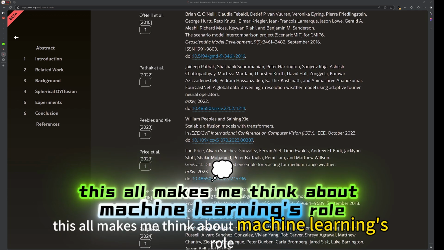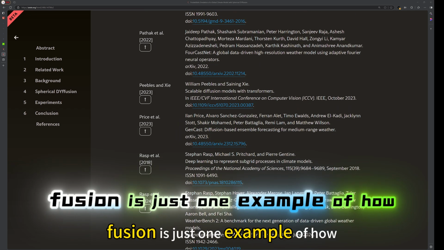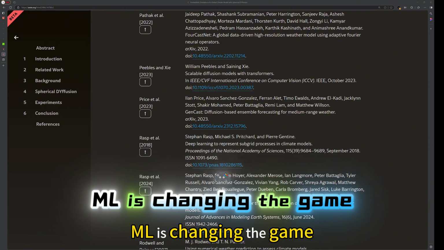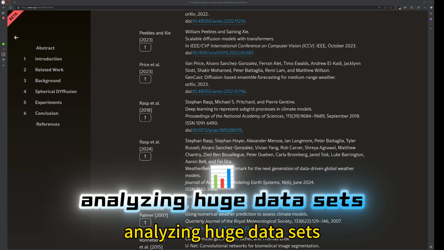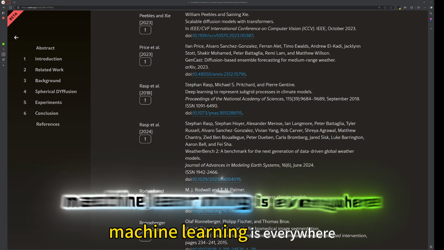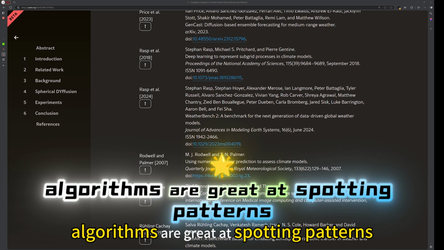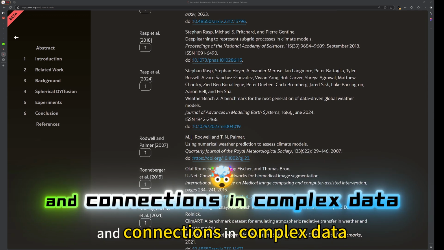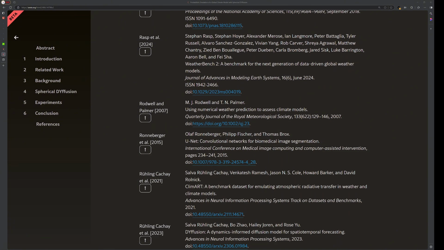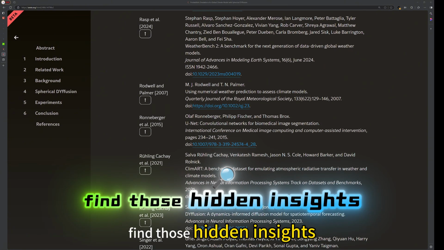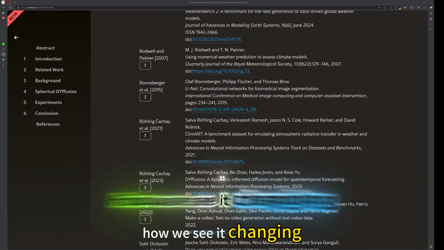This all makes me think about machine learning's role in climate science as a whole. It seems like spherical DYffusion is just one example of how ML is changing the game. You're right, it's happening all over. Weather forecasting, climate modeling, analyzing huge data sets. Machine learning is everywhere. A brand new tool in the climate scientist's toolkit. And it's a good one. Machine learning algorithms are great at spotting patterns and connections in complex data, which is perfect for climate science. So as we get more and more data about the climate, ML helps us understand it all, find those hidden insights. Exactly. This could lead to huge breakthroughs in how we see the climate, how we see it changing.